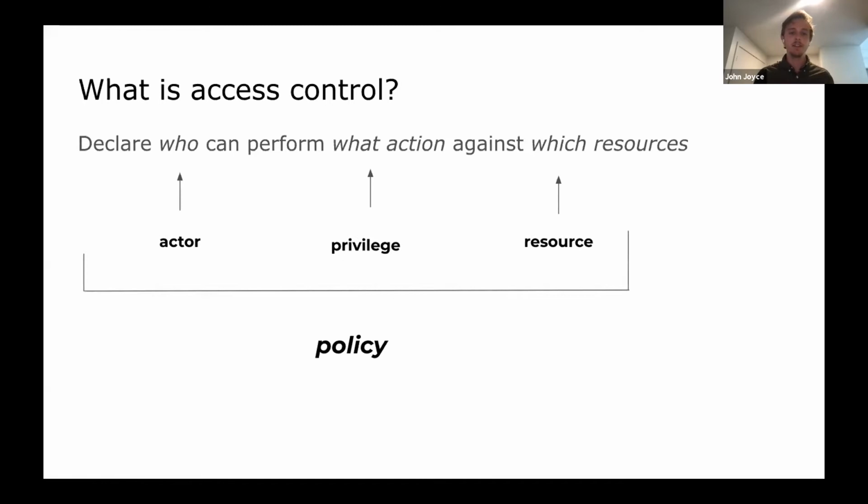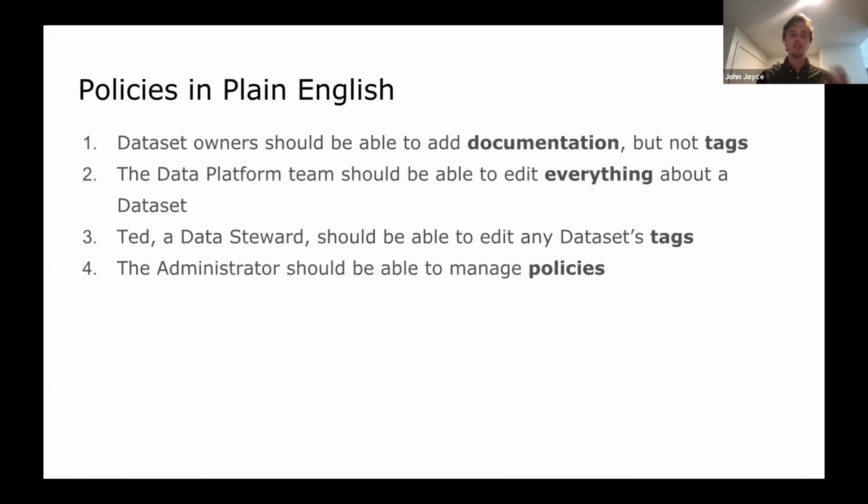So with the new implementation, we allow you to declare a policy that includes these three things to control access on DataHub. So I'm just going to talk about a few policies in English. On DataHub's platform, you may want to restrict who can do certain things. So number one, maybe dataset owners should be able to add documentation, but they shouldn't be able to add tags. So we want a controlled vocabulary of tags, perhaps.